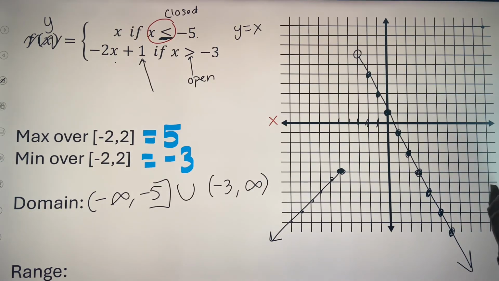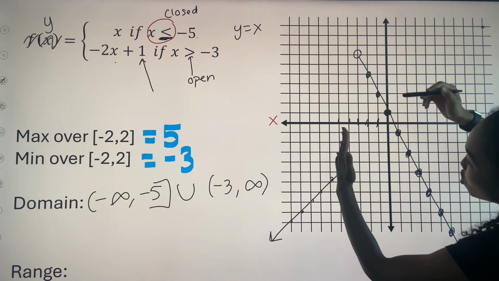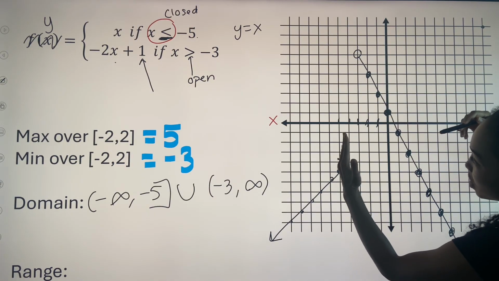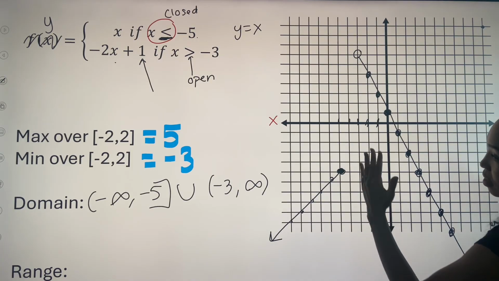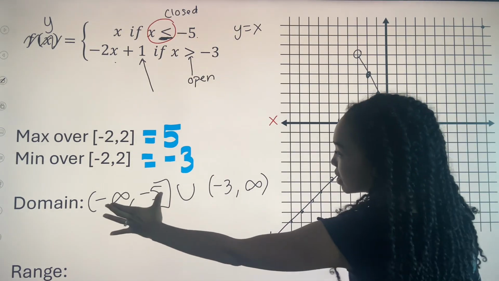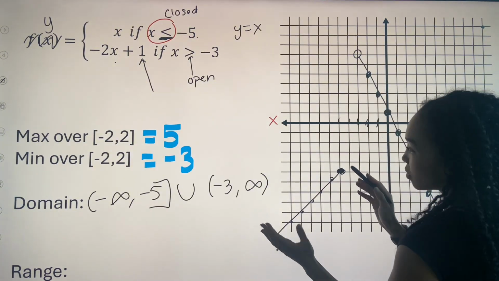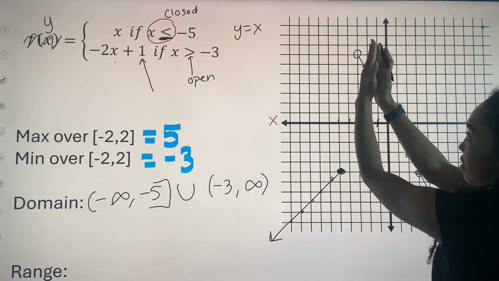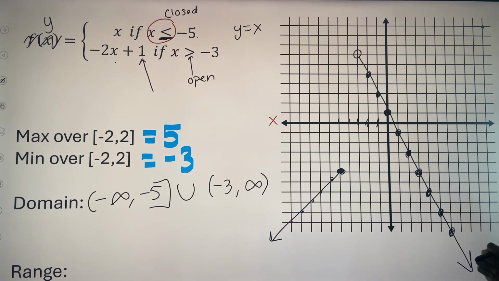Domain represents all of the possible x values. Notice there's no points between negative 5 and negative 3. There's no points that exist. So that's just that open space there. So this part represents the x values here. Negative 3 to infinity represent these x values.